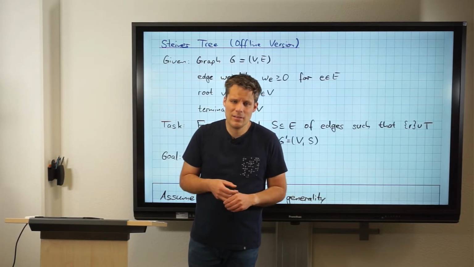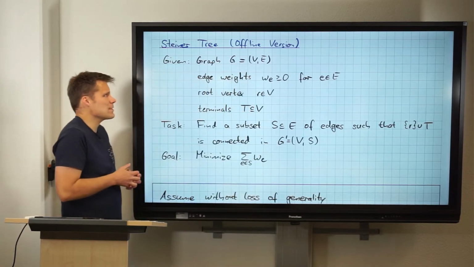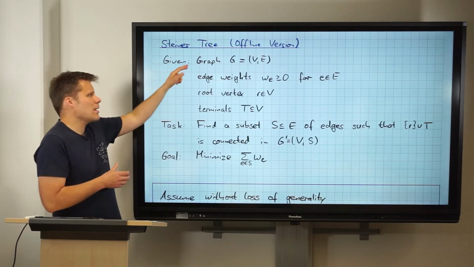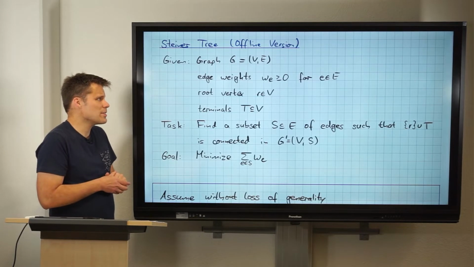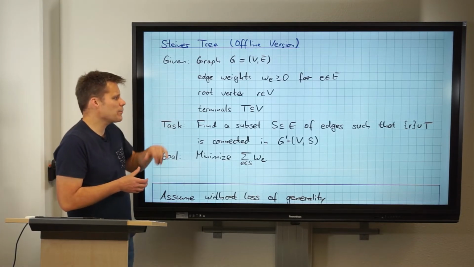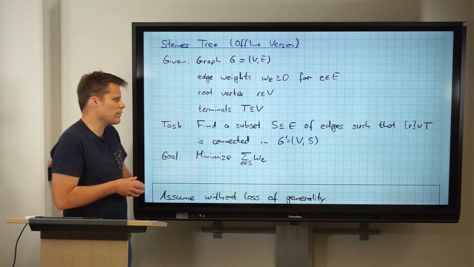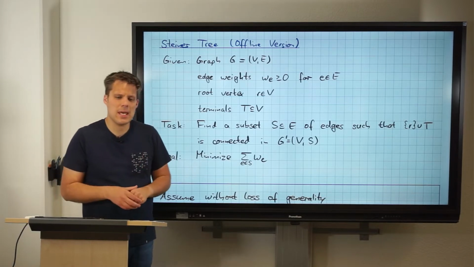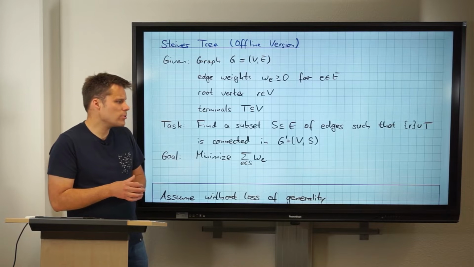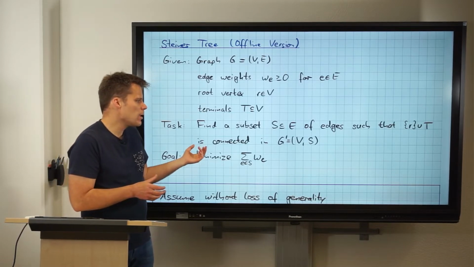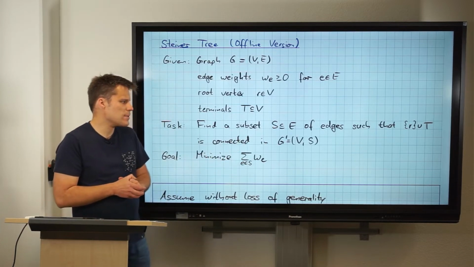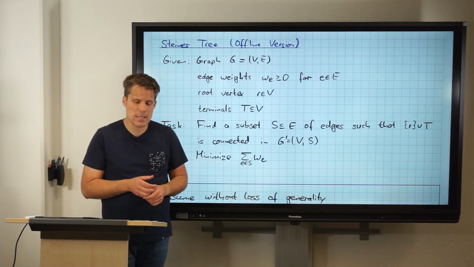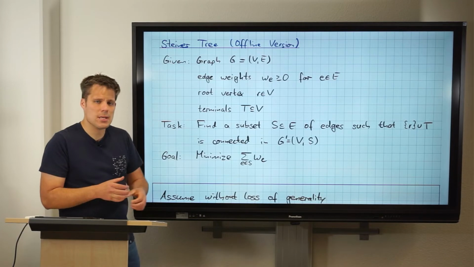Good. So let's first recap what we know about the Steiner tree problem. What's the Steiner tree problem? The offline problem is we have a graph which consists of vertices and edges. We have edge weights, and we have one root vertex, and we have a set of terminals. Now, what's our task? Our task is to find a subset of the edges such that all terminals are connected to the root using only the edges in this subset of the edges that we selected, and our goal is just to minimize the sum of the edge weights of the edges that we choose.